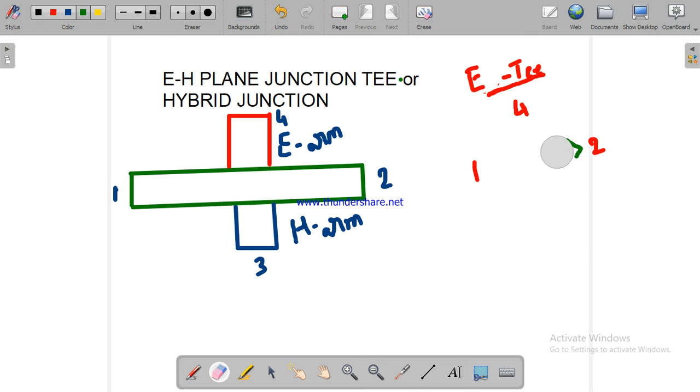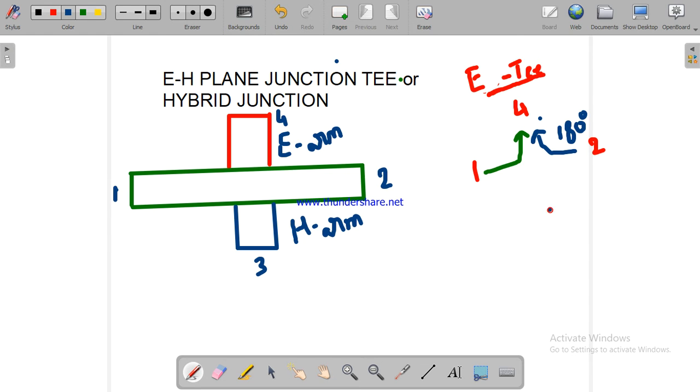Next, if we take port 1 and port 2 as inputs and port 4 as the output, the microwave energy fed at port 1 flows directly towards port 4, and the same microwave energy fed at port 2 also, because we are taking port 1 and port 2 as inputs. So what is the output at port 4? At port 2 we get a 180 degrees phase shift, and port 1 has the same energy. Here there is no phase shift at port 1.